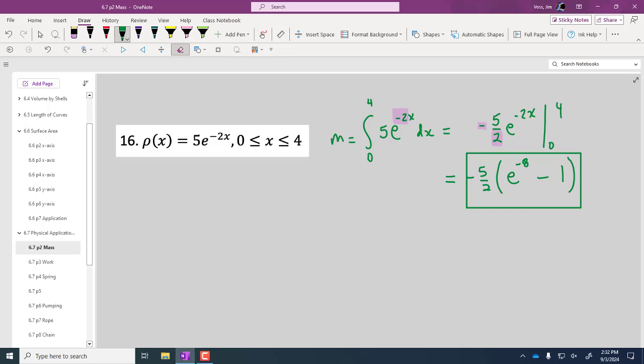Is that number positive or negative? No. Positive. Yes. Everyone see that? It's positive. Isn't e to the negative 8 minuscule? So minuscule minus 1 is negative. Negative times negative is positive. So for finding mass, mass has to be a positive number. So just want to make sure that we see that that is a positive number, because that term there is super small, minuscule. All right, so let's go ahead and do some work.